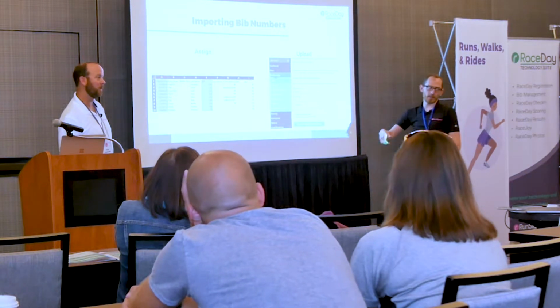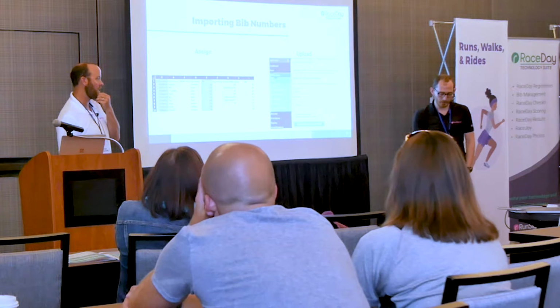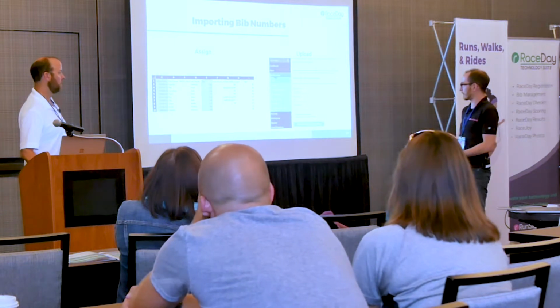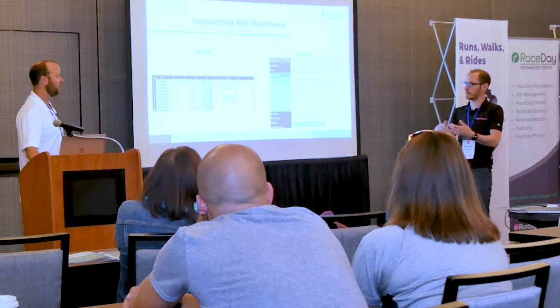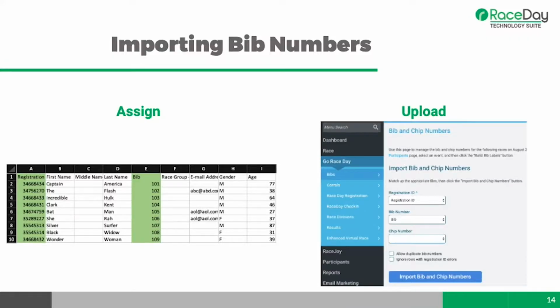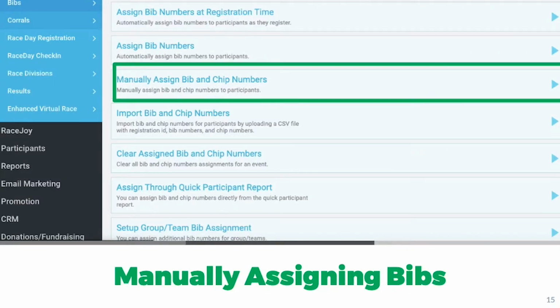So if you're doing a relay team event where you need to have the same bib number for each participant, and you're like, oh, I can't use this feature because it doesn't let me assign the same bib number to multiple people, you can just make sure you check that box. That is importing. So that's step 1 from your old way of doing things.